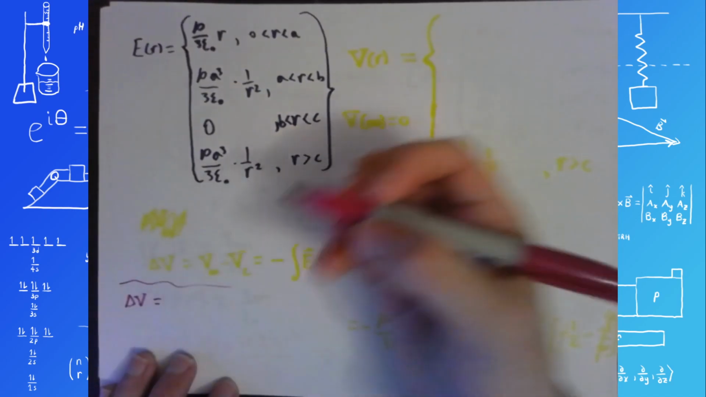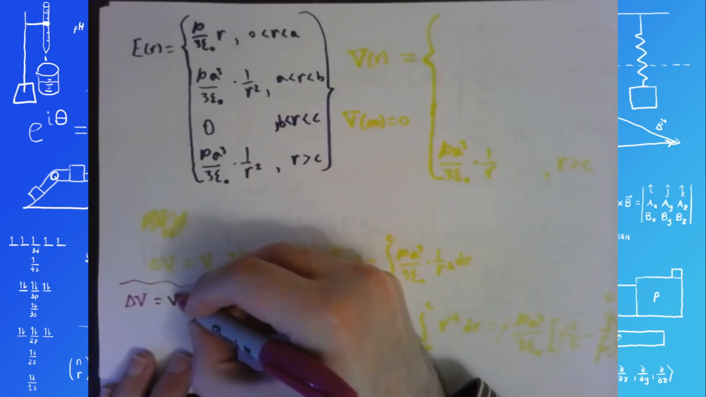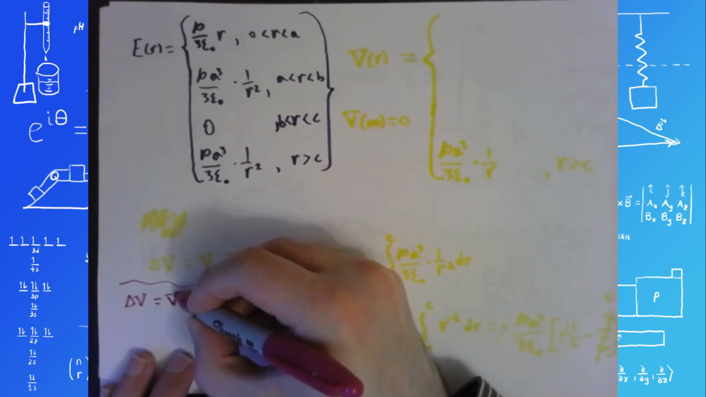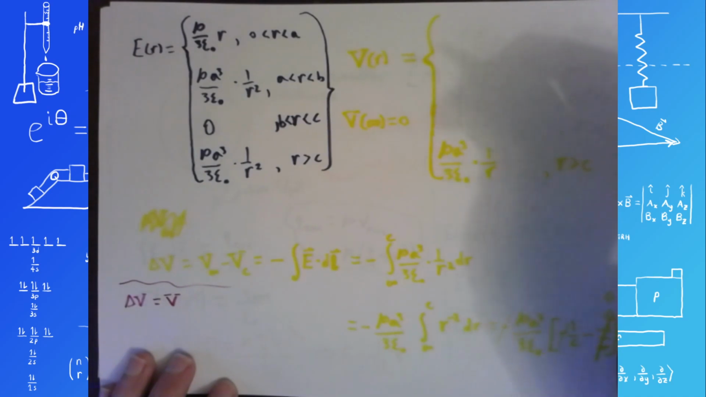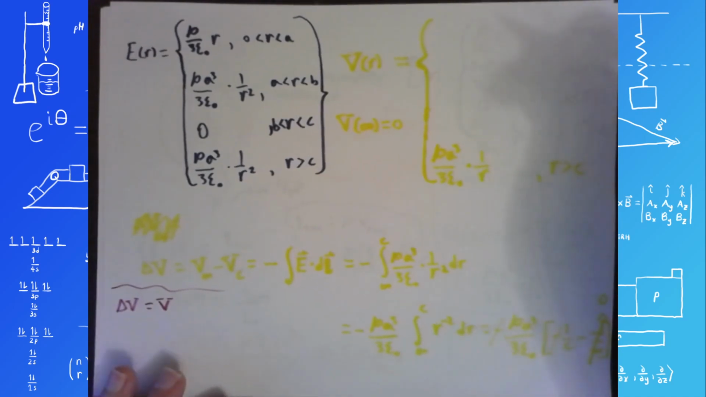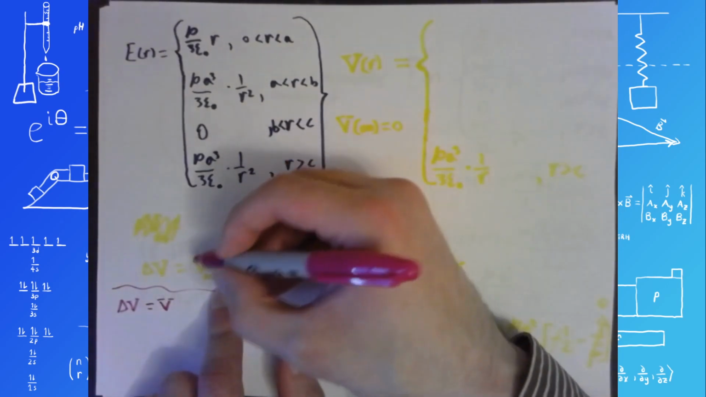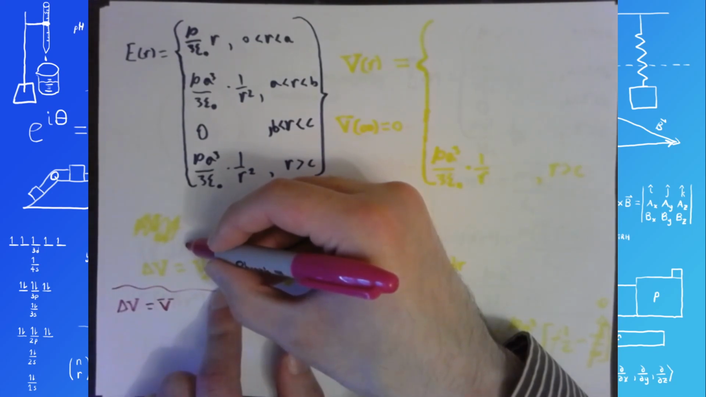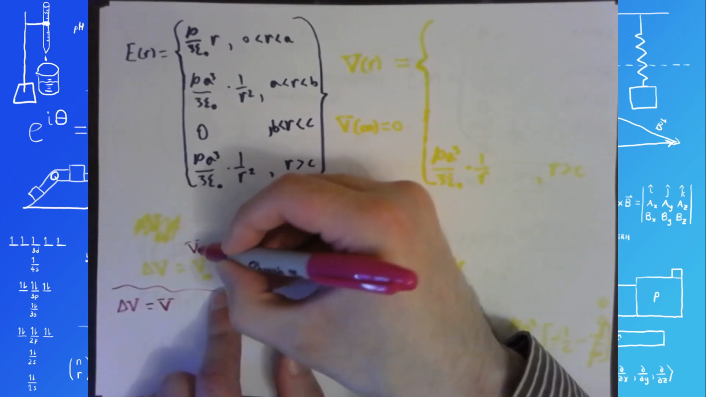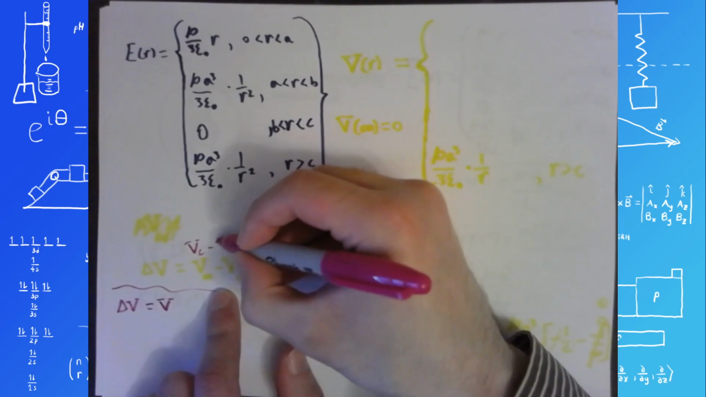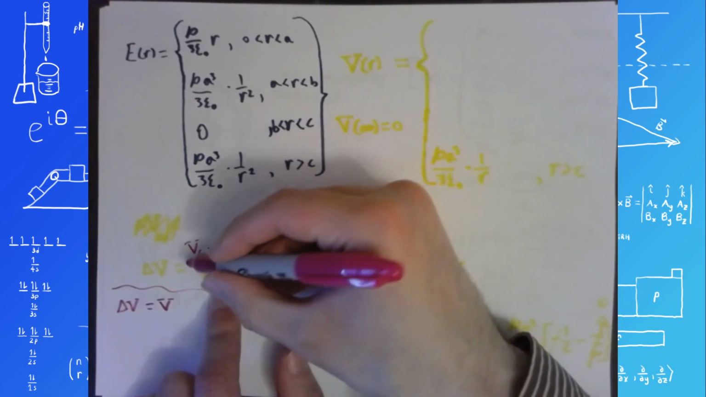So delta V is now going to be V, let's see, what's it going to be? I'm just realizing I made yet another mistake. This is supposed to be Vc minus V infinity, not the other way around.